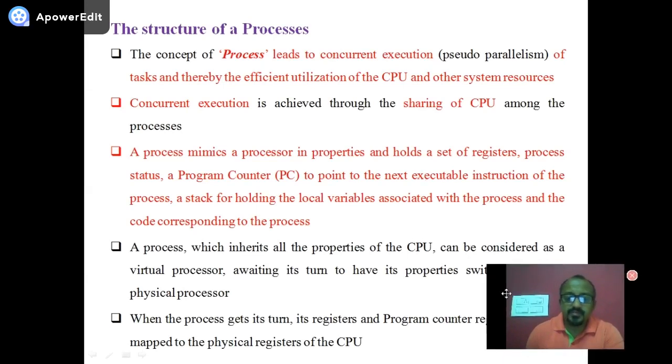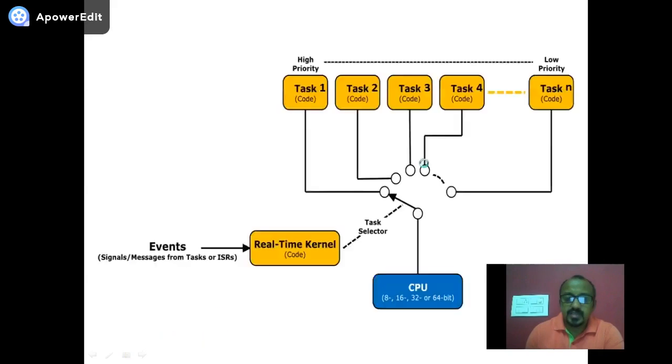Structure of a process, structure of a task or process. The process leads to a concurrent execution. You feel that these are all executed concurrently, but they are not executed simultaneously on the CPU. At one time the CPU can handle or execute the program of only a single task.